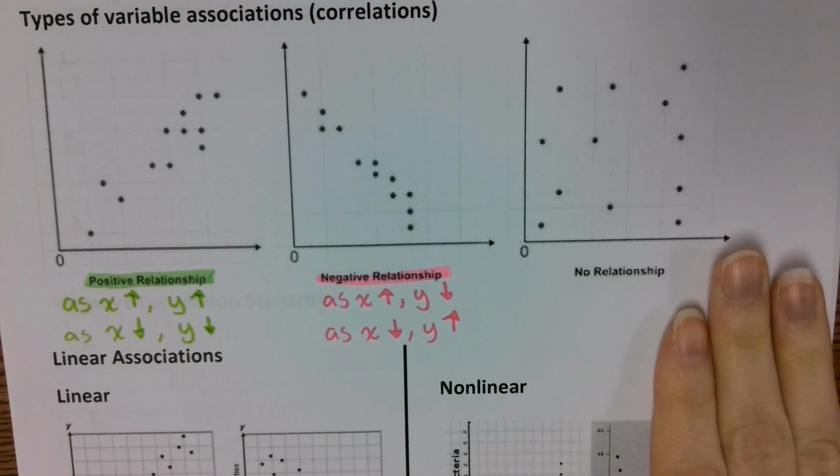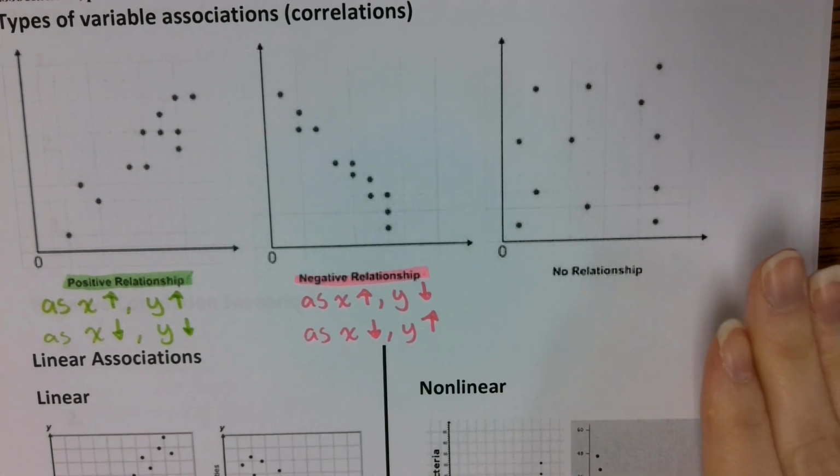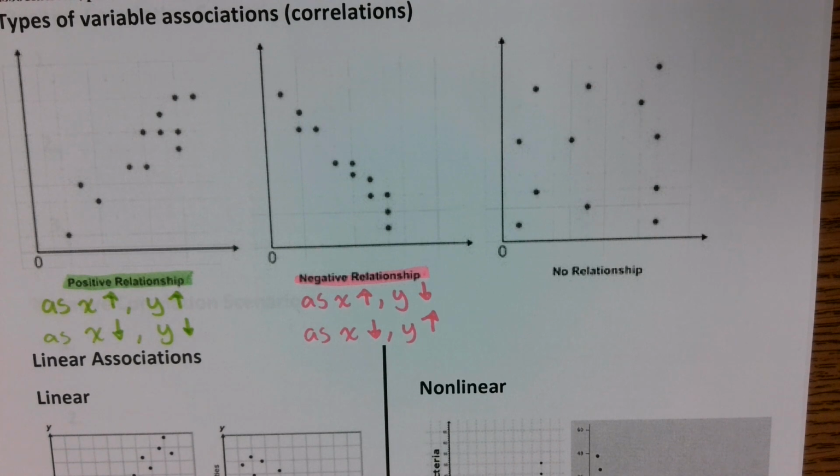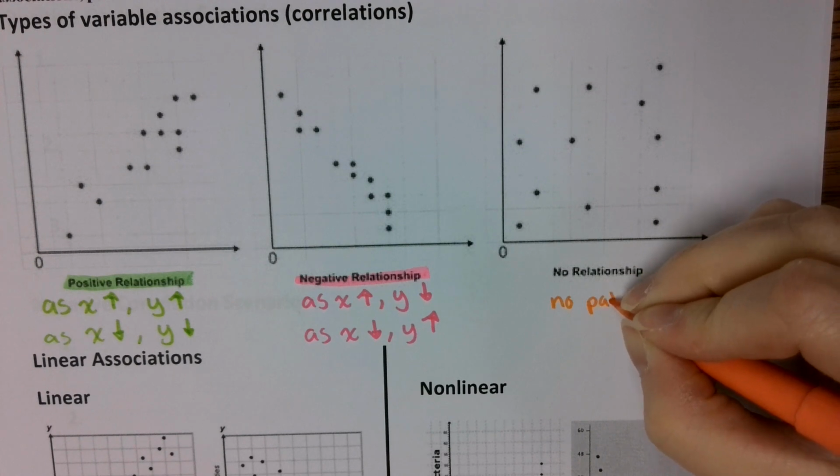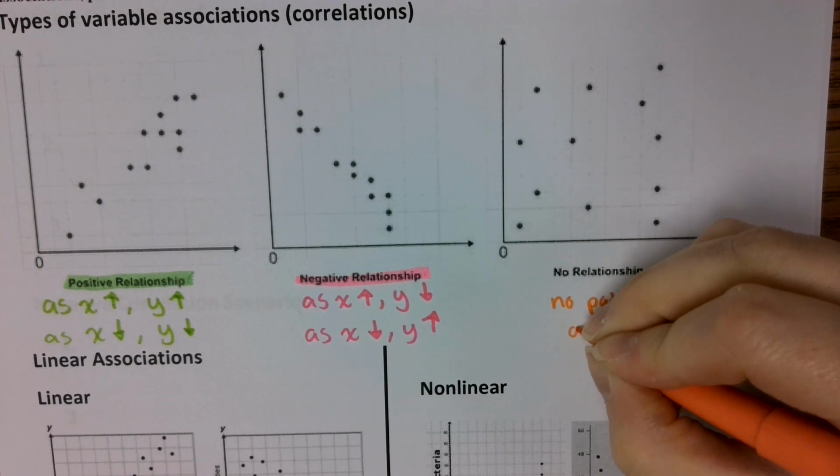Okay, then you have no association. No association means that it doesn't matter whether X increases or decreases, Y is not affected by it whatsoever. So it's very much thrown about, okay? There's no pattern that you can follow, no pattern whatsoever. In fact, I'm going to write that down. No pattern or trend.